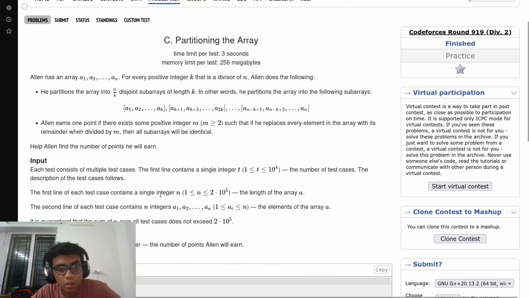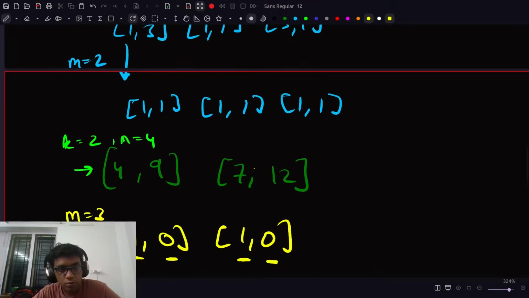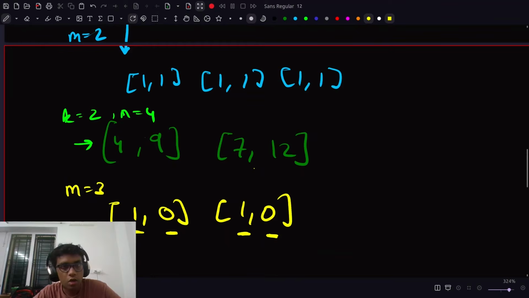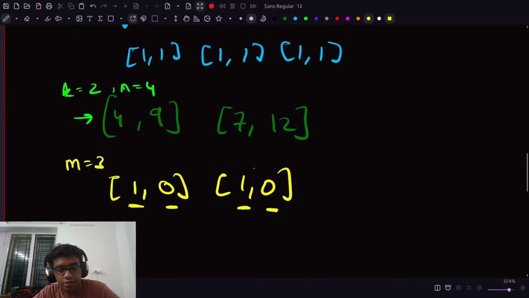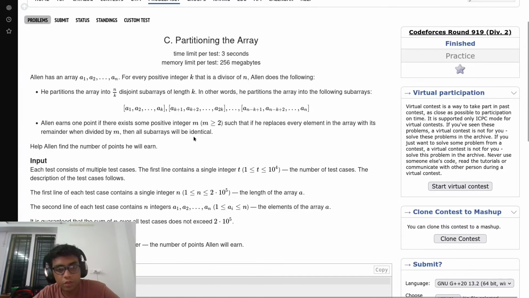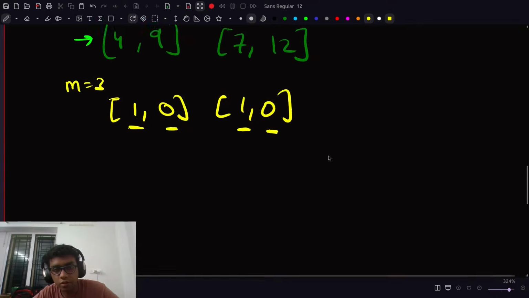Also, we need to make sure that this integer m is greater than or equal to 2, because obviously if we choose m equals 1, all the values will become 0, and that would be a trivial case, right? That would be too trivial. So that's why we need to ensure that there's some m greater than or equal to 2.